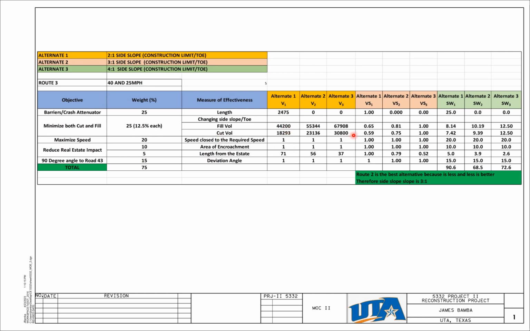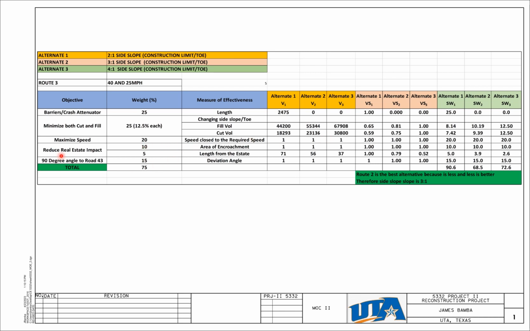I made sure that the cut and fill are quantified together. Like I use 12.5 for cut and 12.5 for fill. So these are the numbers I was able to have. The speed did not change because I still maintained my 40 miles per hour speed at the initial part of the project, and then ended with 25 miles per hour at the end of the project. So nothing changed on that.